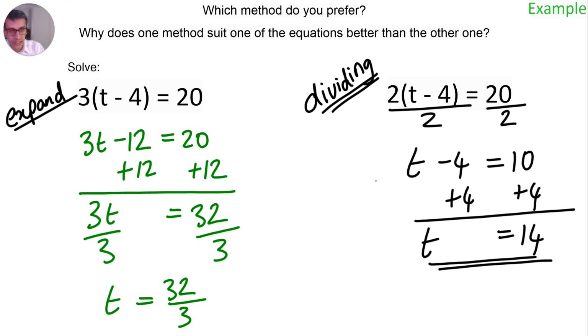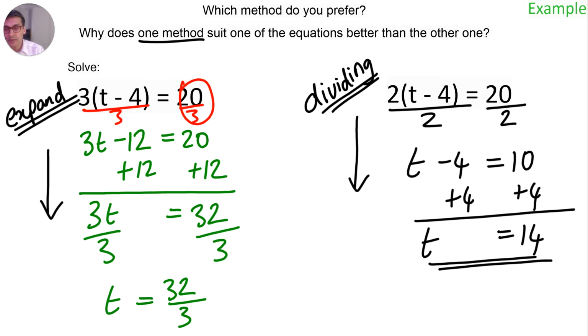Now we've got two different questions here, two different methods. Method 1 is to expand the bracket first and then solve it. Method 2 is to divide and then solve it. And the question is, why does one method suit the equations better than the other? What would happen if I tried to divide with this question here? Well, I'd have to divide by 3, so I'll do this in a different color. If I divide by 3 and then divide by 3, I end up with 20 over 3, which is not a nice fraction to work with, because then I'd have to do 20 over 3 and then add 4 to that. So I'd have to then do some more fractional addition.